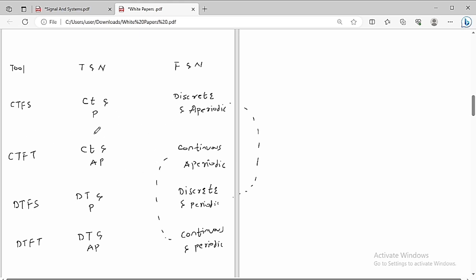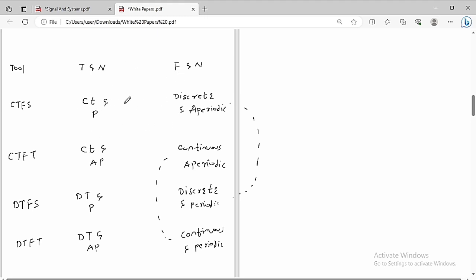So what I am trying to tell you is, I have already told the different tools. There is a time domain and its nature, and a frequency domain and its nature. The continuous time Fourier series is applicable to continuous time signals which are periodic in nature. And the continuous time Fourier transform is applicable to continuous time signals which are aperiodic in nature. The discrete time Fourier series is applicable to discrete time signals which are periodic, and the discrete time Fourier transform is applicable to discrete time signals which are aperiodic. Fourier series is applicable to periodic signals and Fourier transform is applicable to aperiodic signals. This concept I already told you.